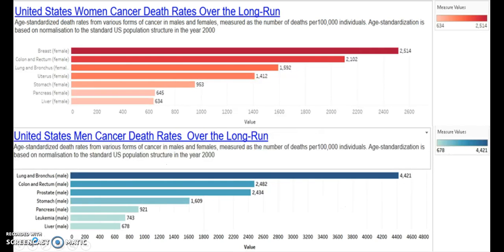Here are my last 2 visualizations, which are bar graphs for the United States women and men, and the cancer death rates for both. For women, breast cancer is the top, and for men, it's lung. But if we see for the men, colon and rectum is nearly half the amount of lung.